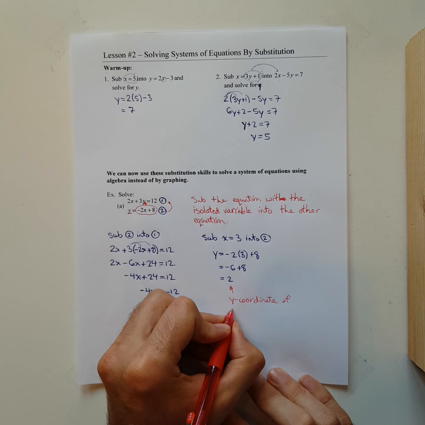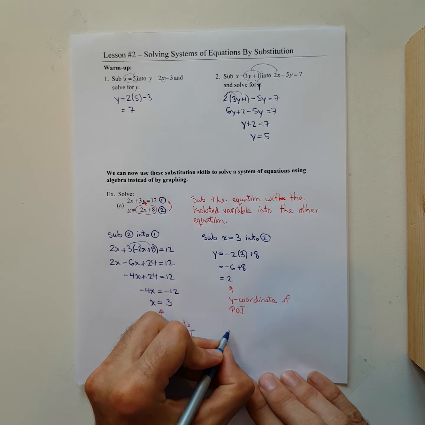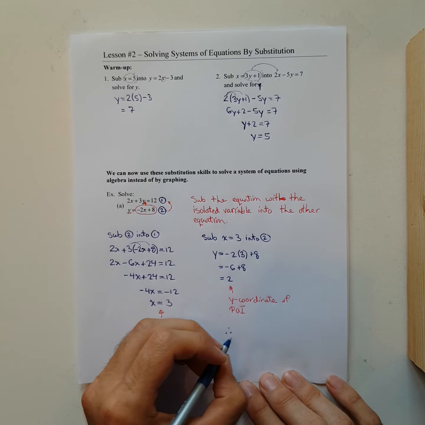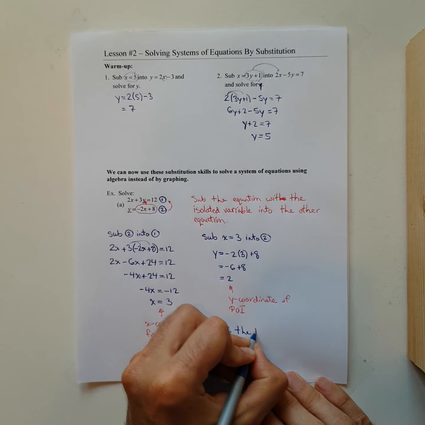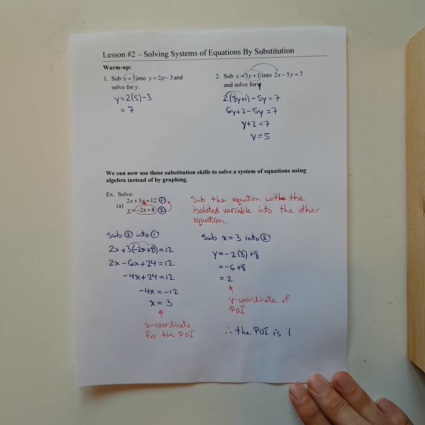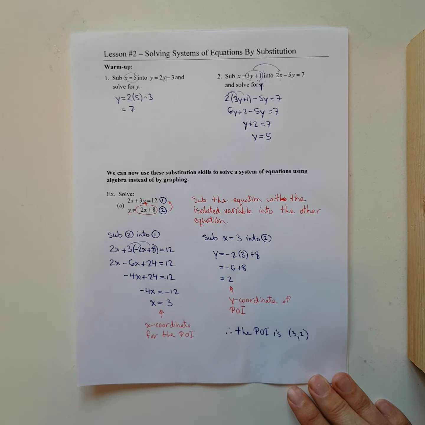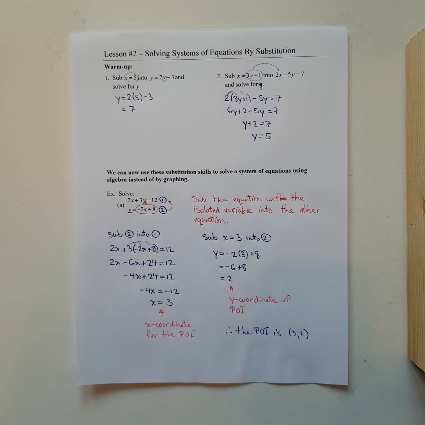So that's our y coordinate of our POI. Put these two together. We'll say therefore the POI is, make sure you have them in the right order, x first and y second. And there's our point of intersection.